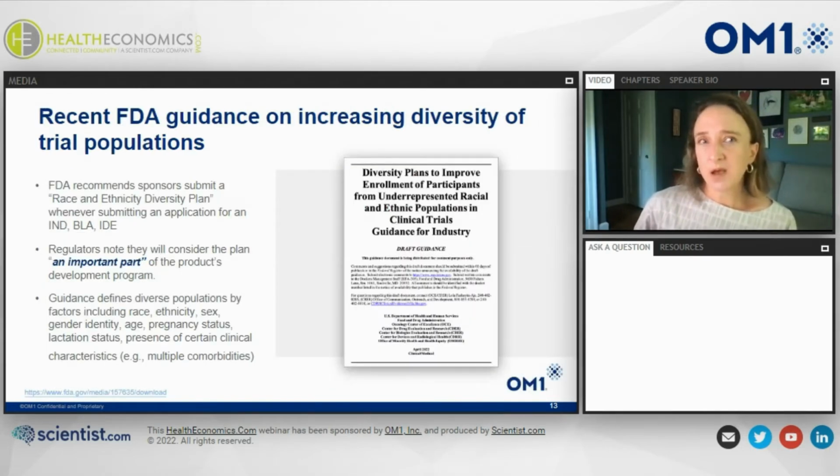So I'm guessing that many of you saw this guidance that the FDA published a little over a month ago on improving the enrollment of participants from underrepresented racial and ethnic groups in trials. In this document, you'll see steps for developing a race and ethnicity-based diversity plan. These are highlighted for the importance of applications for new investigational new drug applications, as well as for devices. And there's a focus in here on diversity based on race and ethnicity, but the FDA actually defines a much broader set of underrepresented groups, including by sex, gender identity, age, pregnancy status, and more.